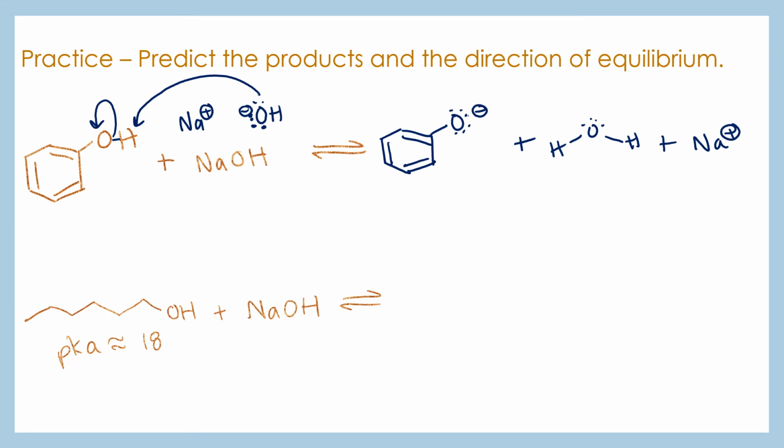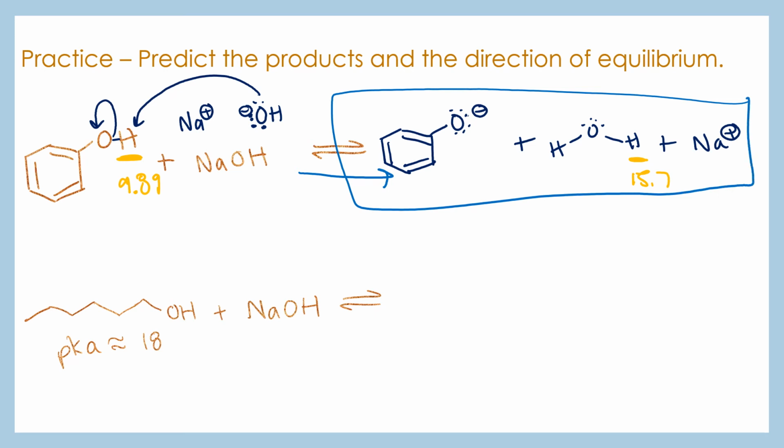So which way does this equilibrium lie? Well, the pKa of the proton on phenol is 9.89. The pKa of the proton in water is 15.7. Which side has the weaker acid? It's the product side. So we are going to favor the products.